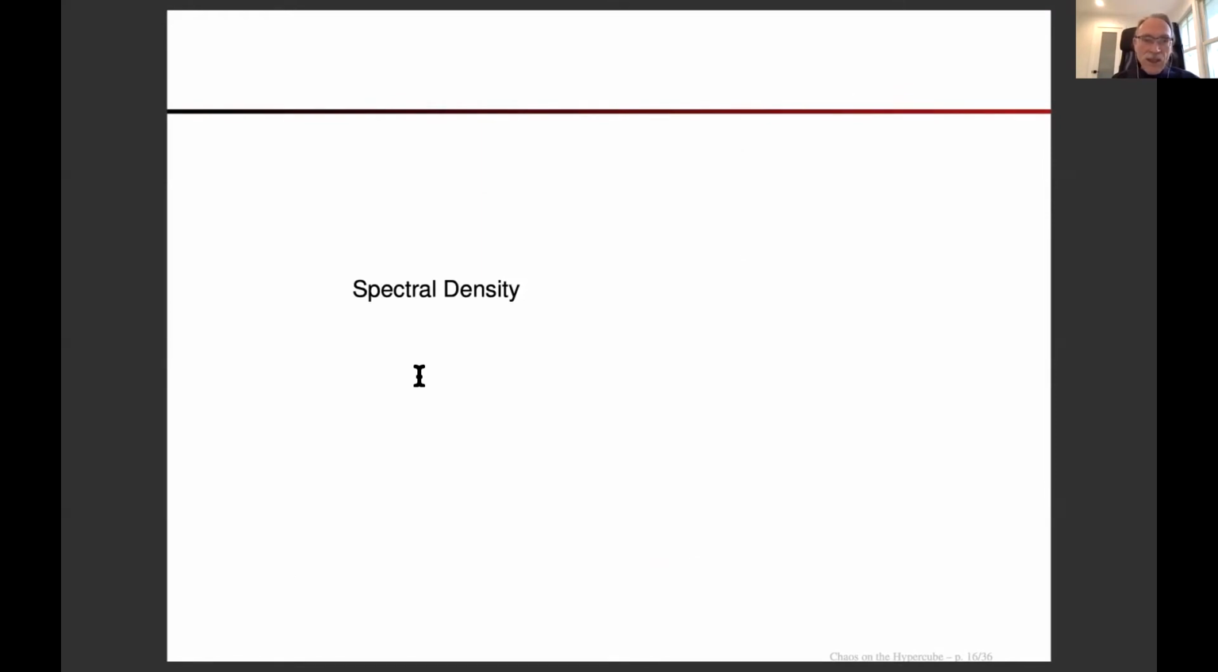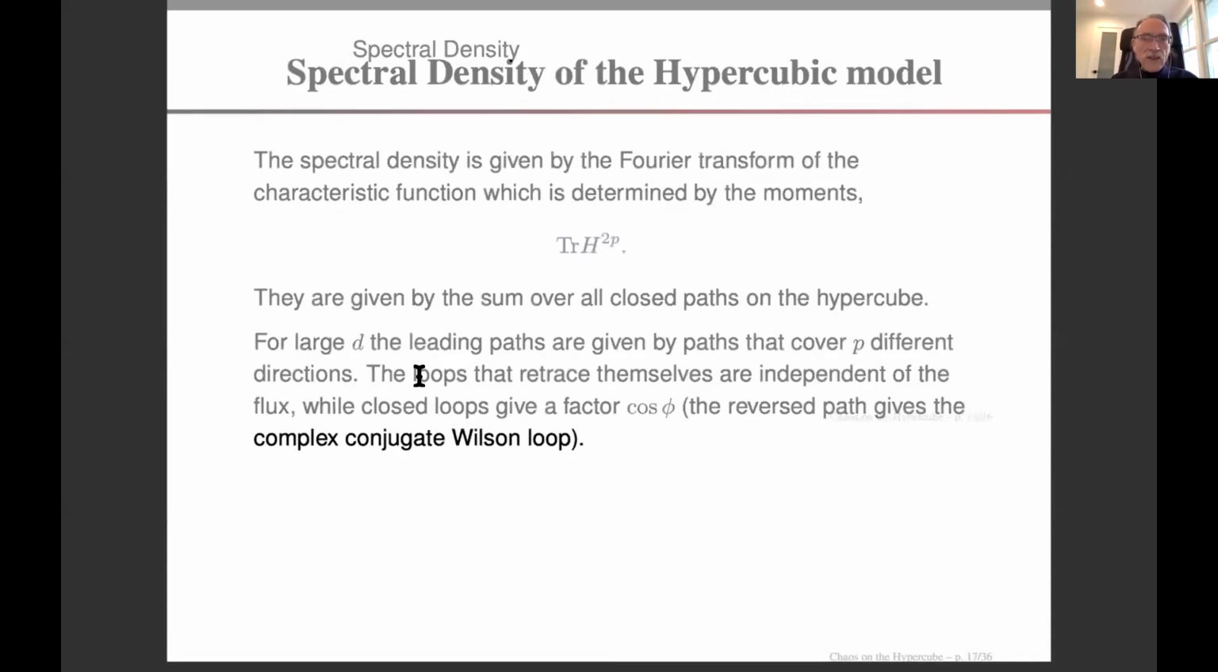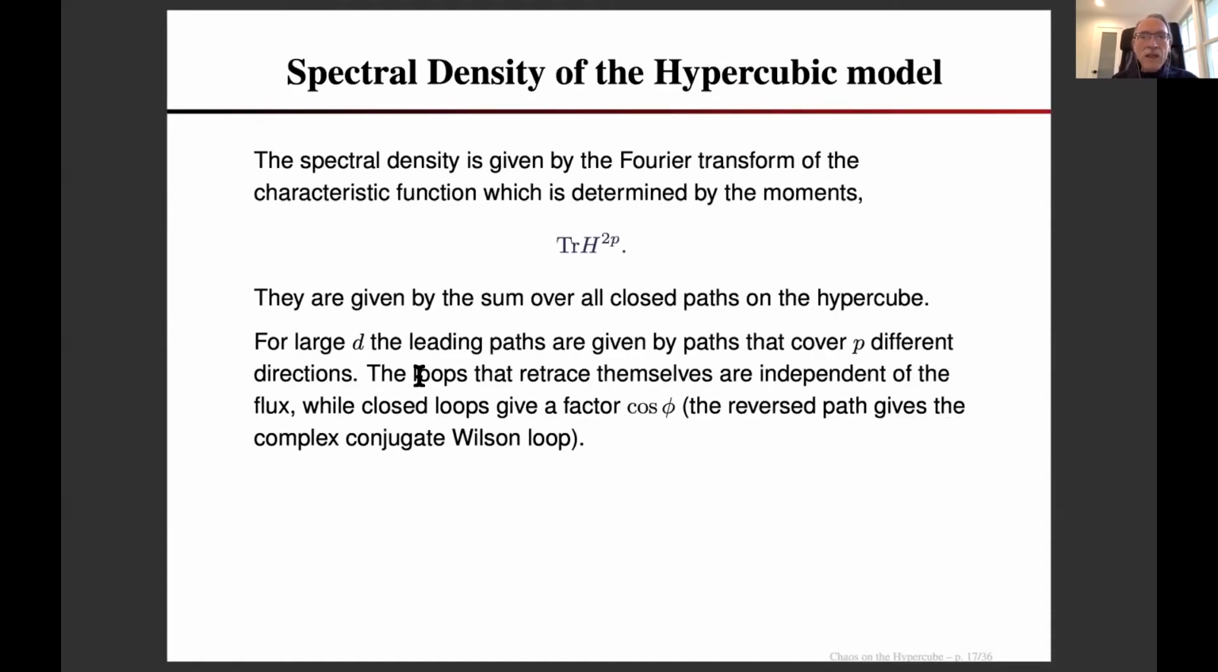Okay, so let's now look at the spectral density. The spectral density is given by the Fourier transform of the characteristic function, and the characteristic function is determined by the moments. So if we know the moments, we in principle know the spectral density. For the hypercubic model, these moments are given by a trace, the sum over all closed paths on the hypercube.